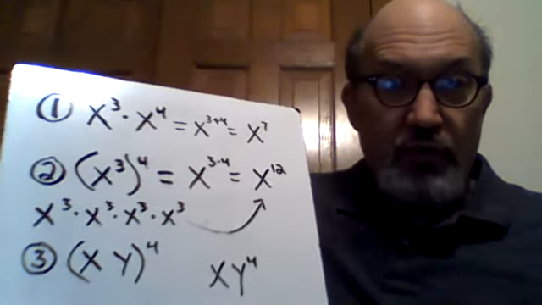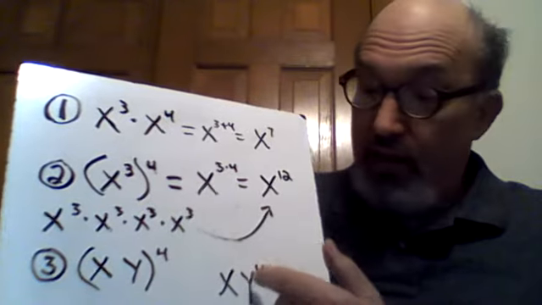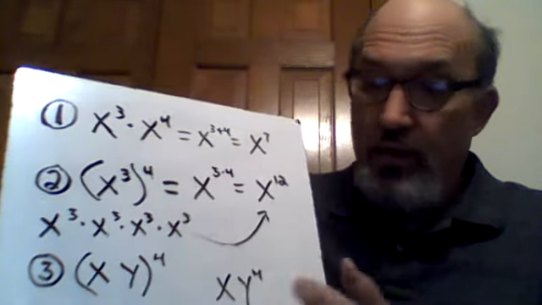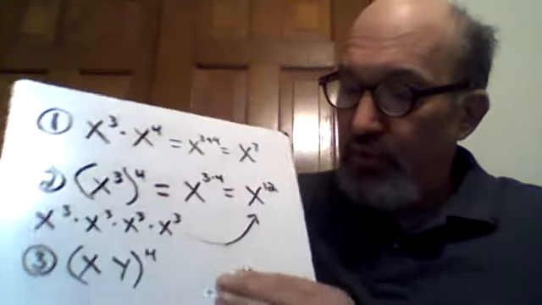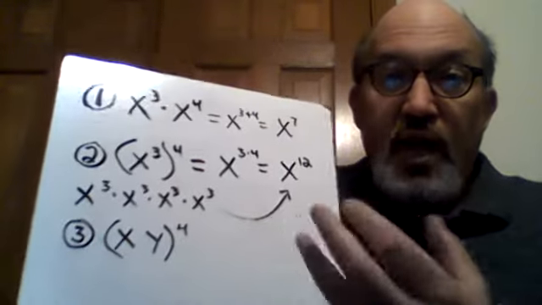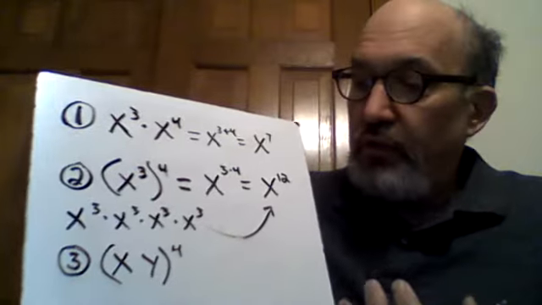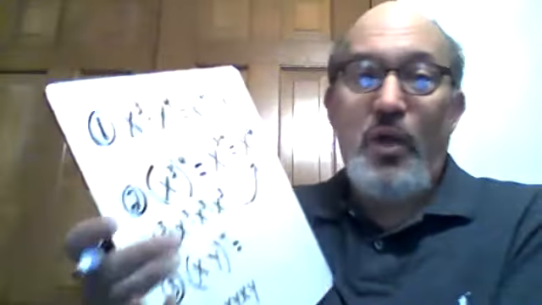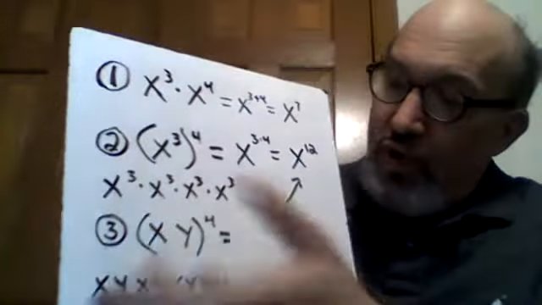The order of operations tells us this. Evaluate y to the 4th first and then multiply by x. But with the parentheses, it's different. The parentheses is indicating that the entire x times y is being raised to the 4th. So what would that look like? Well, it would be xy times xy times xy times xy. I won't put any raised dots there.